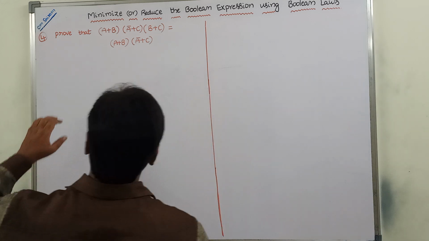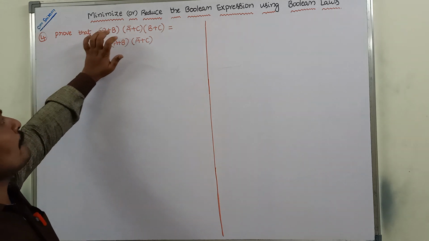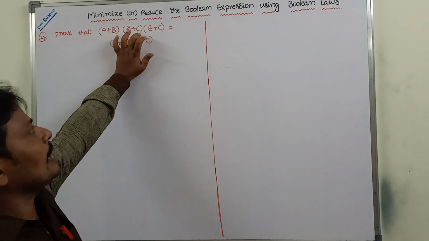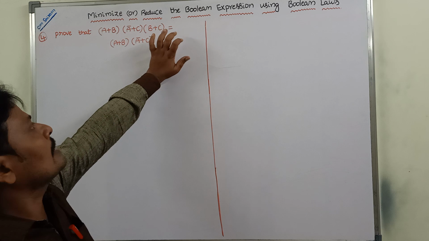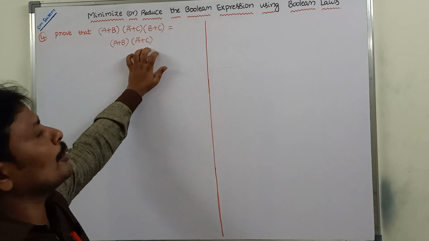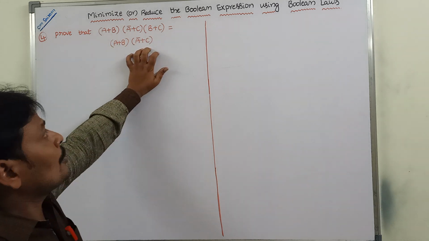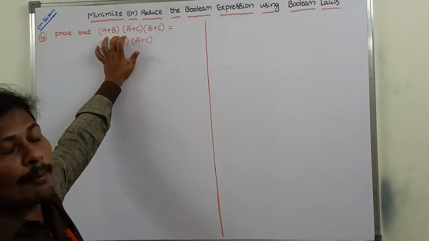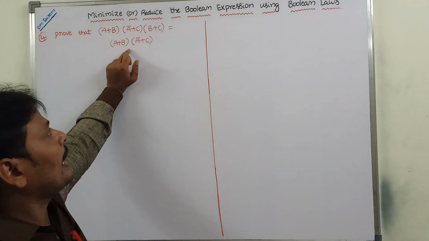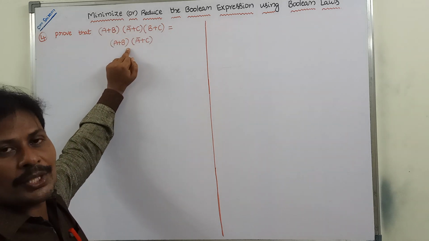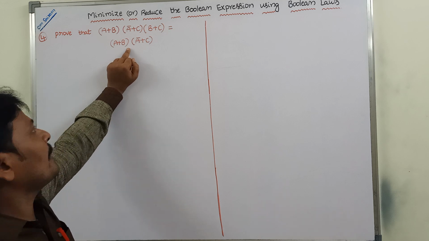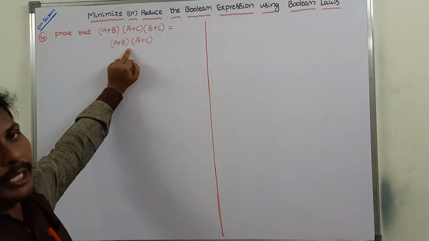The problem is prove that (a plus b) into (a bar plus c) into (b plus c) is equal to (a plus b) into (a bar plus c). So, here on the left hand side there is some Boolean expression, and on the right hand side there is some Boolean expression. This problem can be solved in the following way.